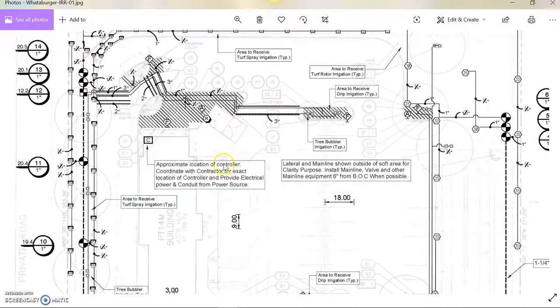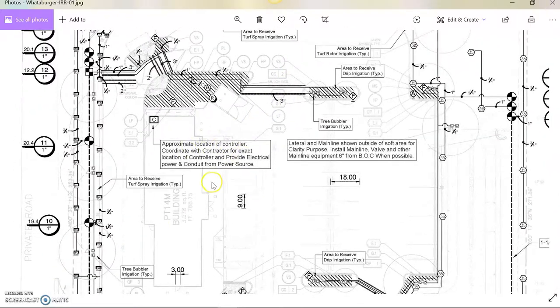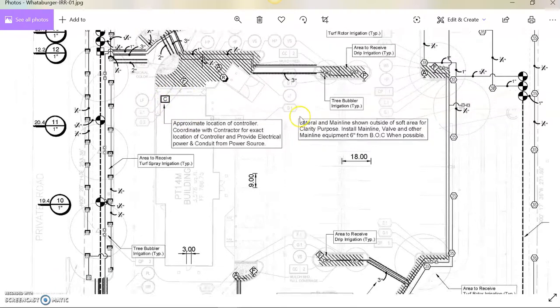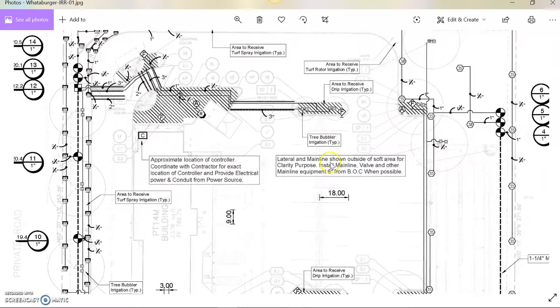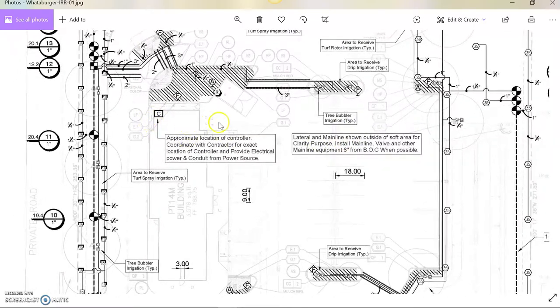And one more thing is the approximate location of the controller, which we need to keep in mind. It should be easily accessible to the residential owner. Otherwise, if it is away from the home, it is very difficult to operate, especially in rainy conditions. So we need to keep it as close to the owner as possible.